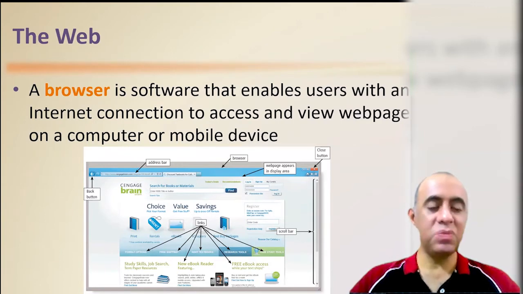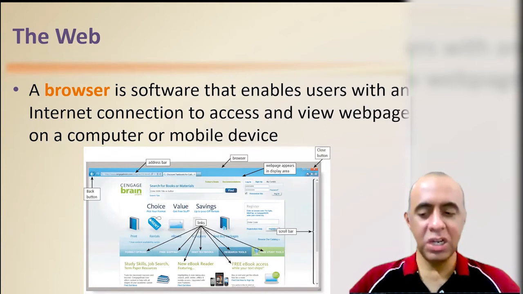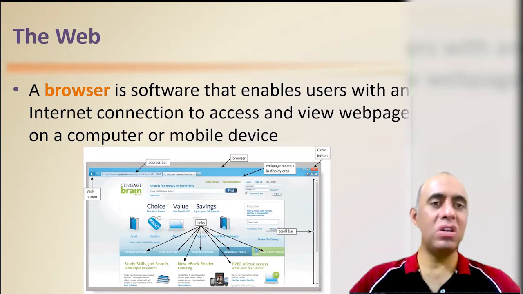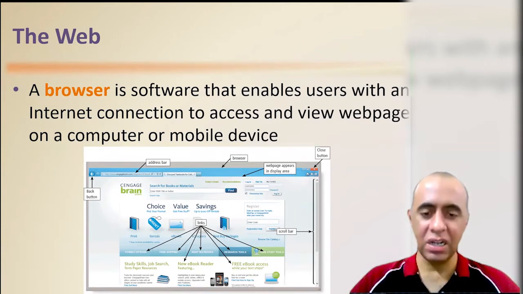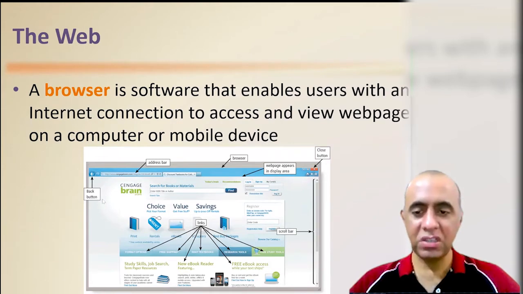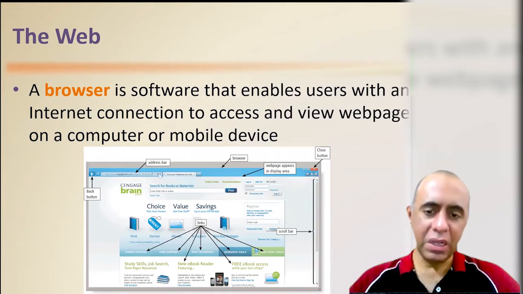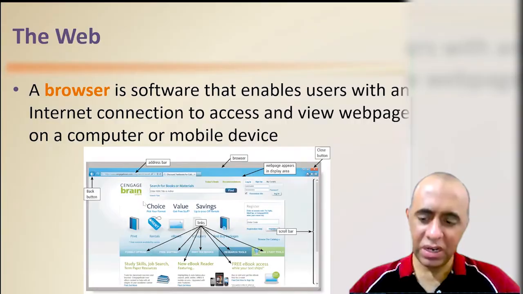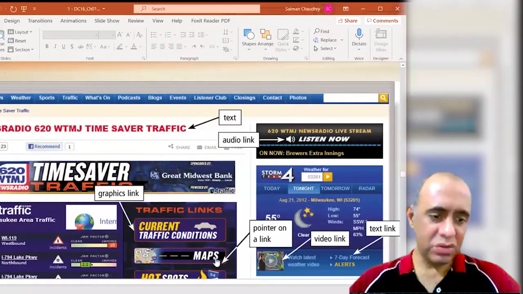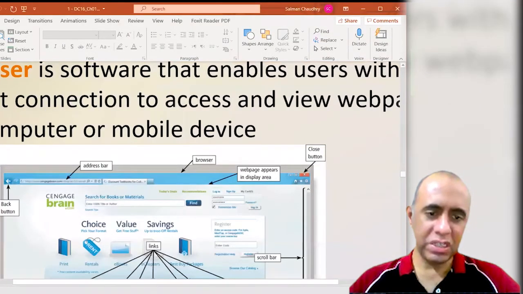So another word for application is program. It's a program which can be run in your operating system, and the functionality or the objective of that program is to allow you to access websites or web pages on the internet. So this is a picture that shows the parts of a typical web browser. And let's zoom in a bit and see what these parts are.